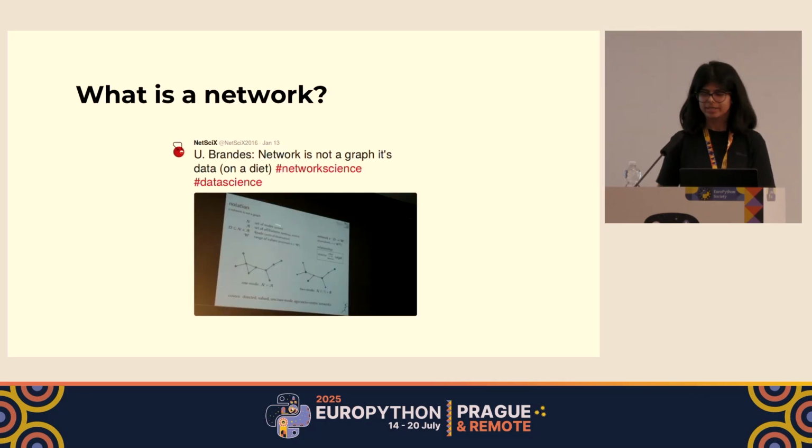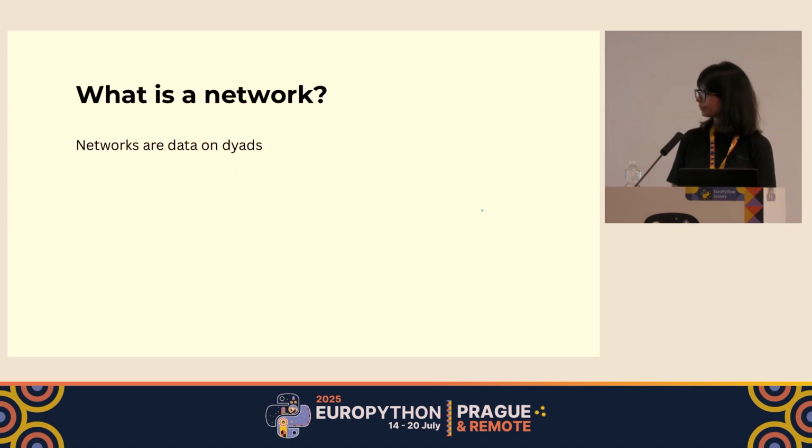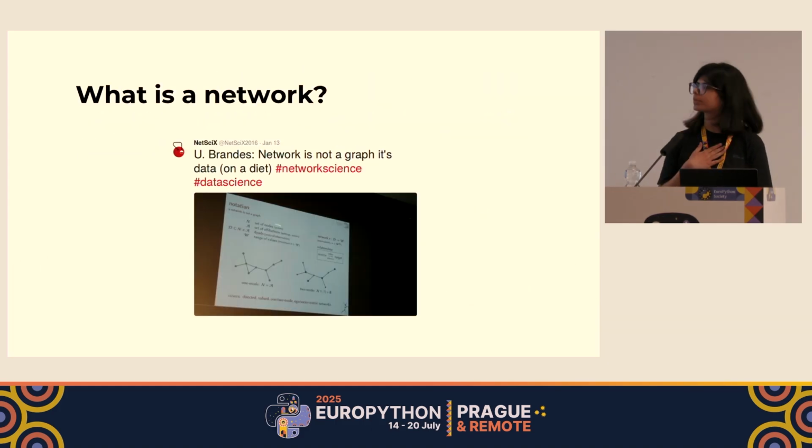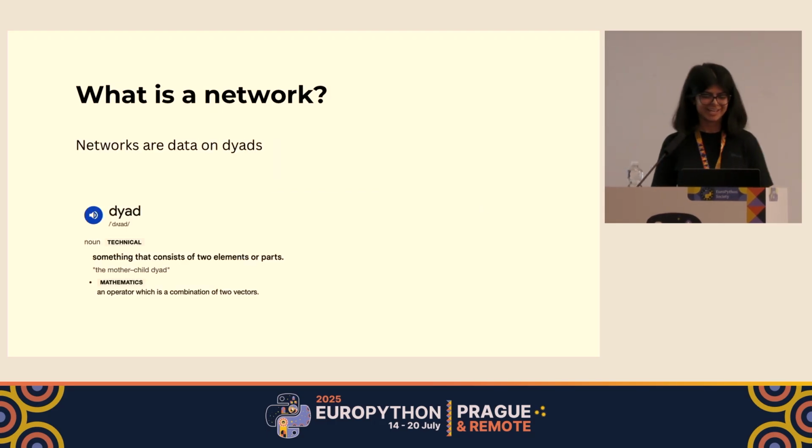Okay. In the words of my professor Ulrich Brandes, who I worked with a while back, a network is not a graph, it's data. To elaborate more, networks are data on dyads. If you didn't notice before, it actually says "on a dyad." Apparently, it's supposed to be a pun. Anyways, what is a dyad?